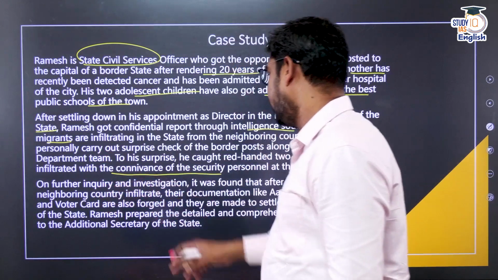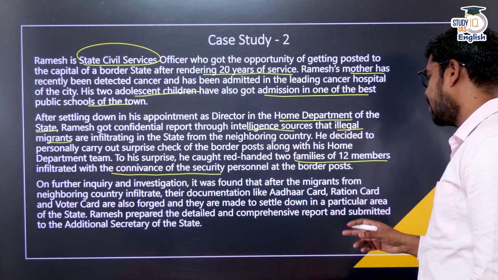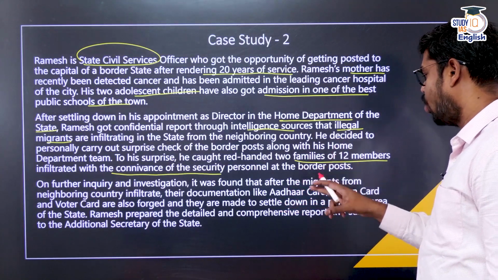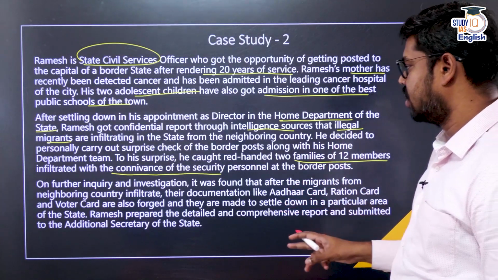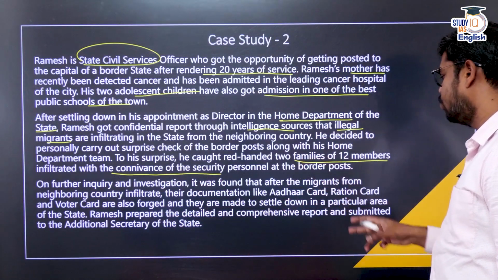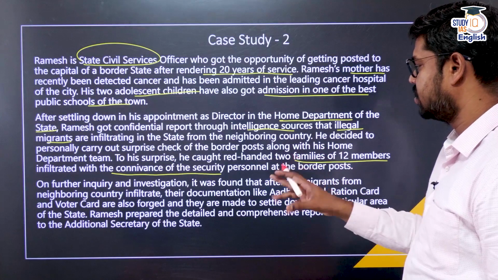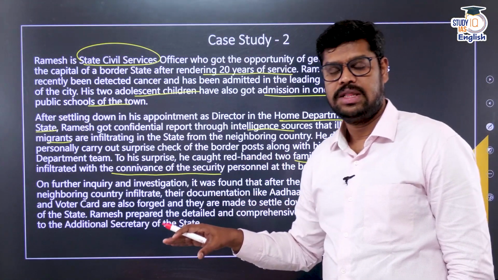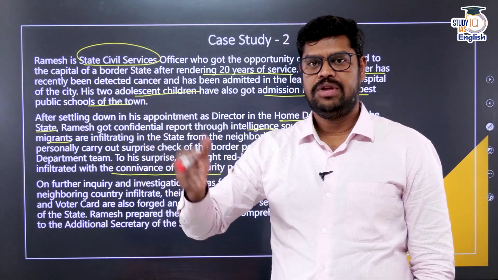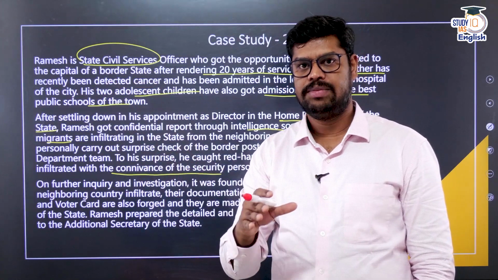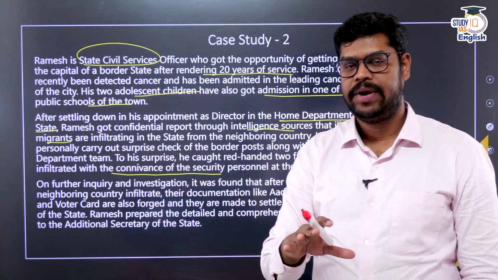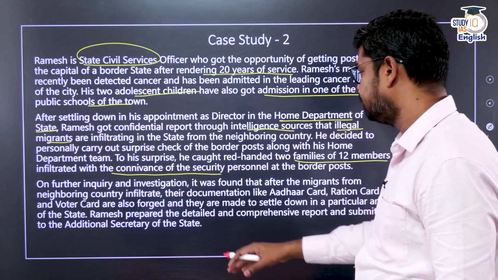On further inquiry and investigation, it was found that after the migrants from the neighboring country infiltrate, their documentation like Aadhaar card, ration card and voter card are also forged, and they are made to settle down in a particular area of the state. So this is even more concerning, that it is not only there is a connivance to enter into the country, but after they enter into the country, there is an organized crime that is happening, that people get lot of IDs, fake IDs, and they are made to stay in a particular place in our country.